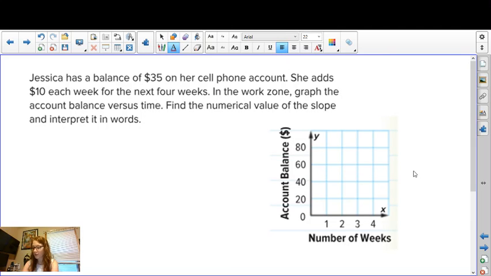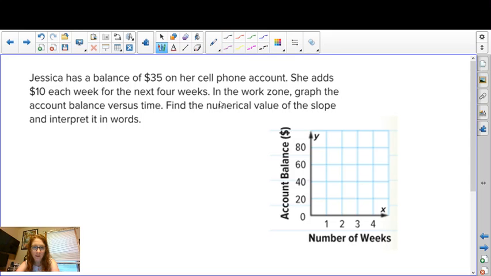All right, last one. Jessica has a balance of $35 on her cell phone account. She adds $10 each week for the next 4 weeks. In the work zone, right here, graph the account balance versus time, find the numerical value of the slope, and interpret it in words.